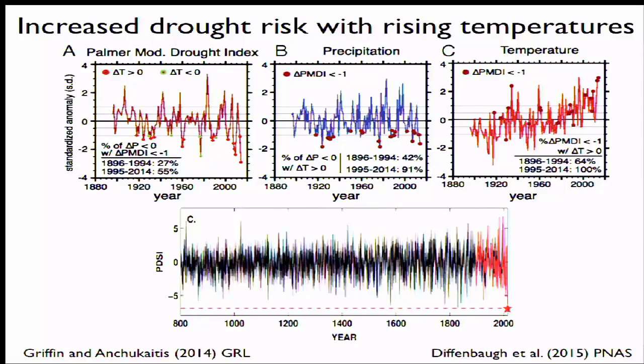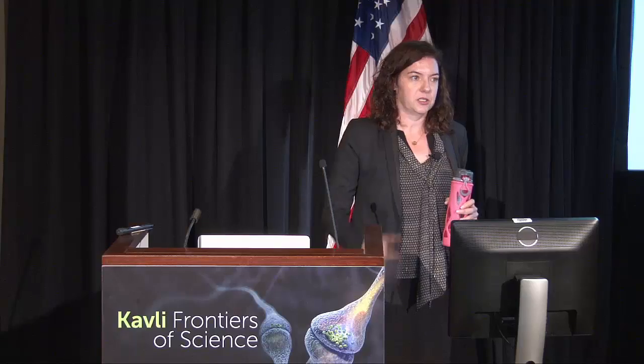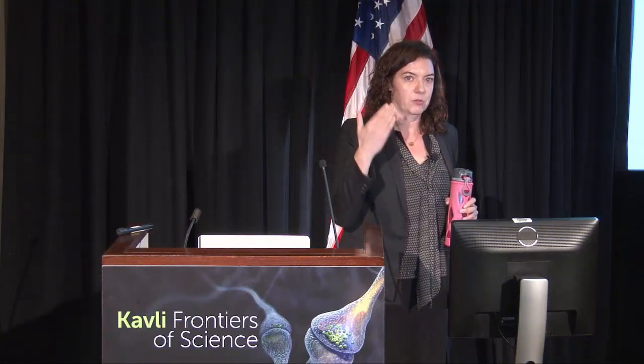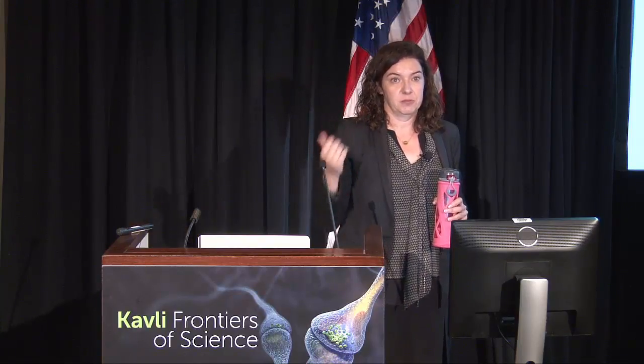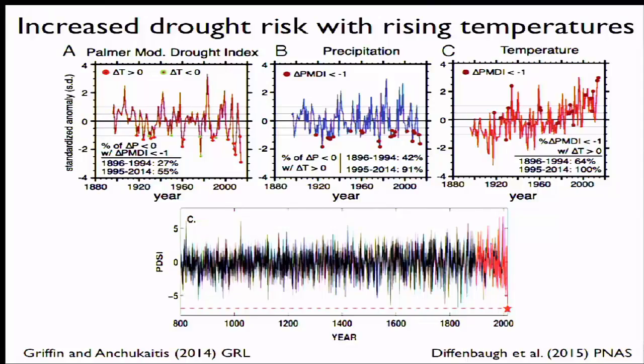So as Noah mentioned, the drought is strongly driven by rising temperatures. This lower figure is from a paper by my colleagues Zane Griffin and Kevin Anchukaitis, who used tree rings to reconstruct the California drought back in time, back over the last 1,200 years. And they found the same thing. This was in 2014, so only in the middle of the drought, really, and they showed that the 2014 drought was the most severe over the last 1,200 years. The precipitation was not the most severe, but the temperatures were really the ones that were driving this.